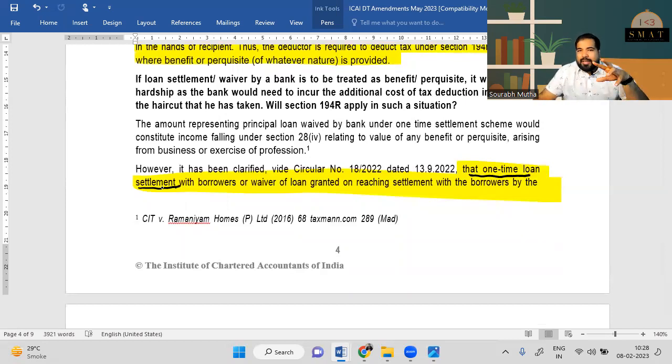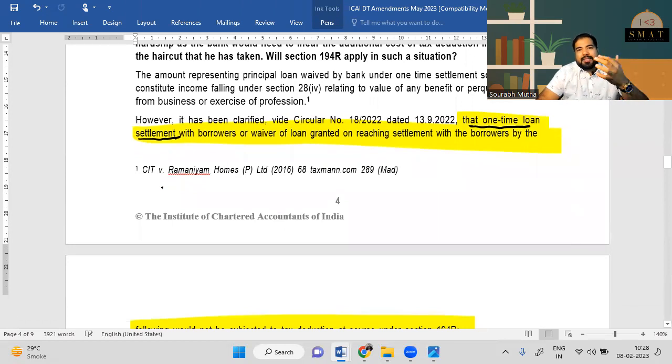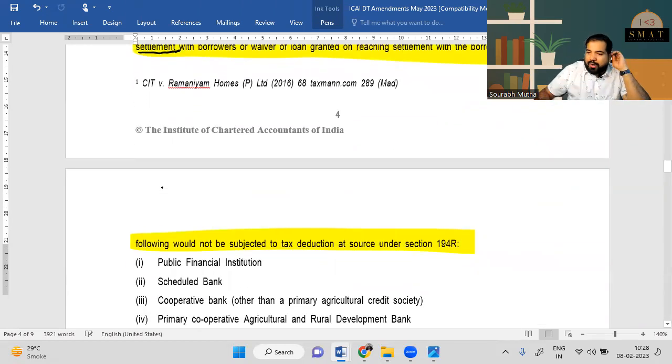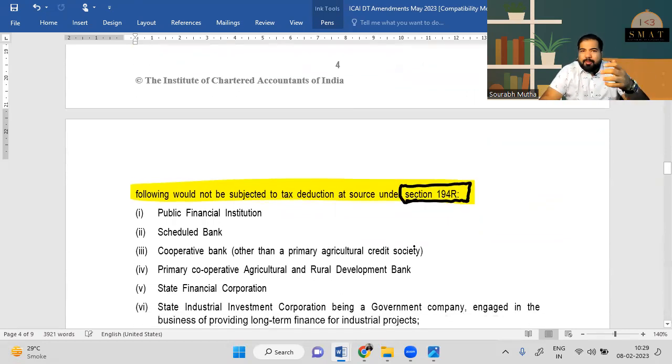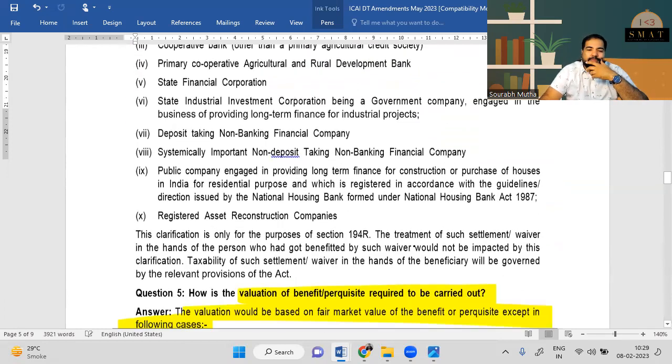In a one-time settlement, for example, out of 1 crore 20 lakhs, they say we'll reduce 5 lakhs. Will you at least pay 1 crore 15 lakhs? I say, okay, I will pay that much. So that's called a one-time settlement. That is done generally by banks. So in that case, is there an indirect benefit to me? Yes, but in that there will not be TDS under 194R. So 194R does not apply to banks, cooperative banks, scheduled banks, etc. This is a list, but generally it's all banks and financial institutions.